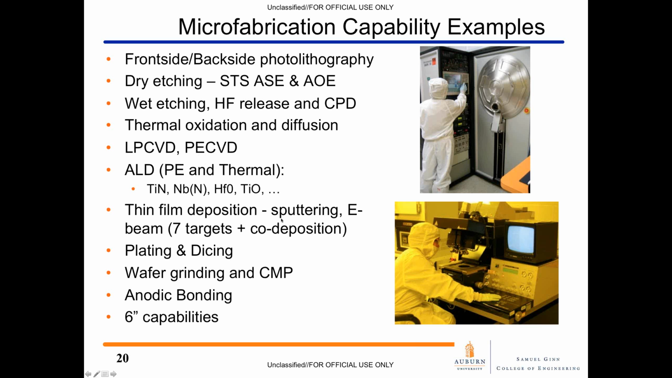A thin film deposition from sputtering, E-beam, we can co-deposit, we can ion assist deposit, a capability of 7 E-beam targets, and 1 sputter target. So really 8 metals without ever having to break vacuum that we can deposit. Plating and dicing, wafer grinding, CMP, anodic bonding capabilities, and now can do 4 and 6 inch capabilities in our facilities.